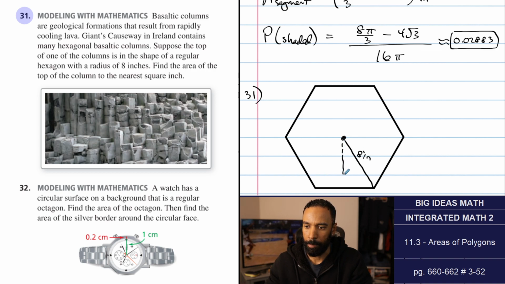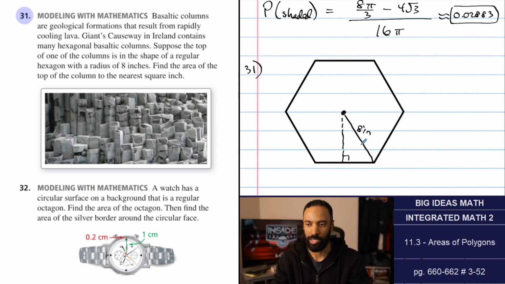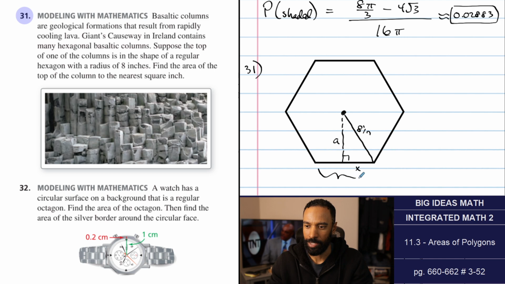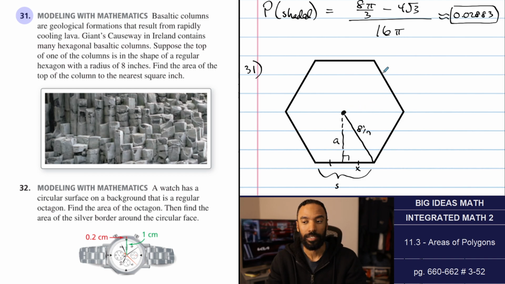I'm totally going to go the apothem route for this thing. They're saying find the area of the top of one of these to the nearest square inch. We have to find this apothem. We're going to have to find this side length to then find the perimeter, as these are congruent. They said octagon, right? Oh, they said hexagon. Oh, I drew a hexagon. Perfect. I saw the 8 inches.